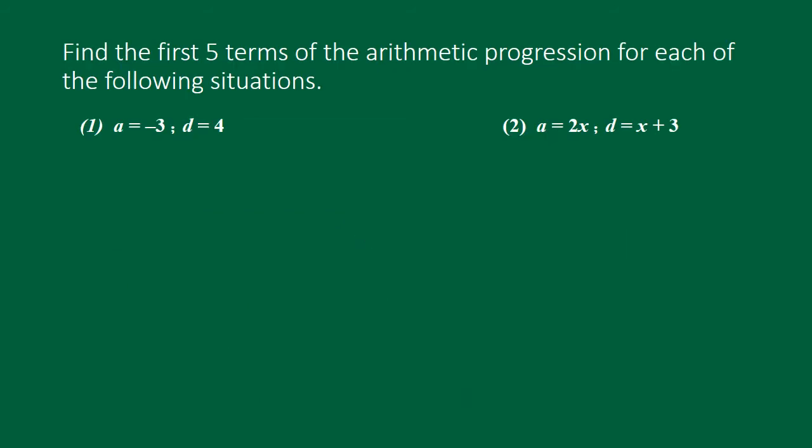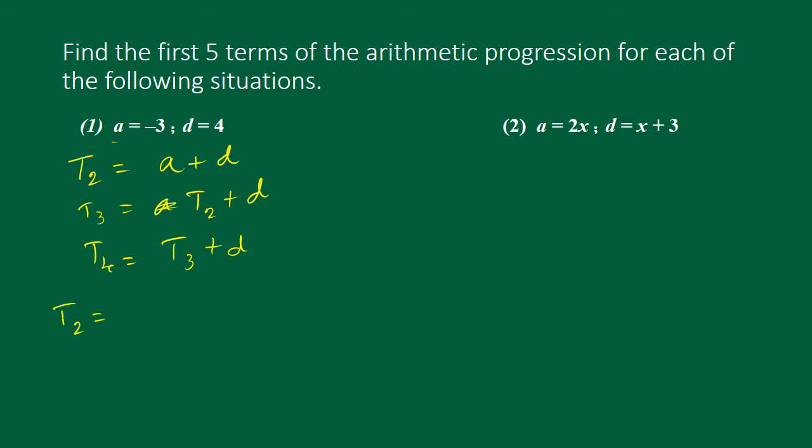Find the first 5 terms of an arithmetic progression. You can either use the formula or just add the common difference. So let's see how to add the common difference. You know the t2 is a plus d, right? t3 is t2 plus d, right? t4 is t3 plus d. And here the first term is already given.